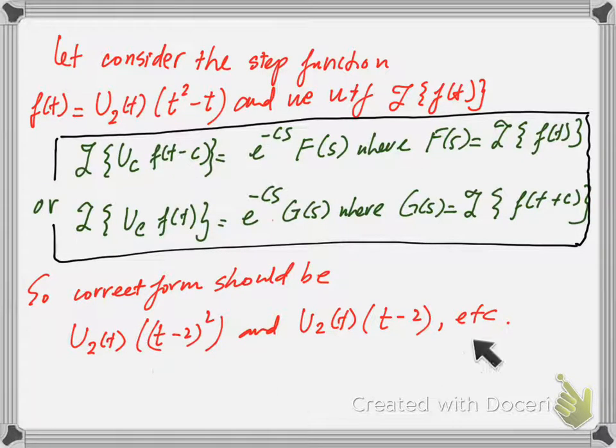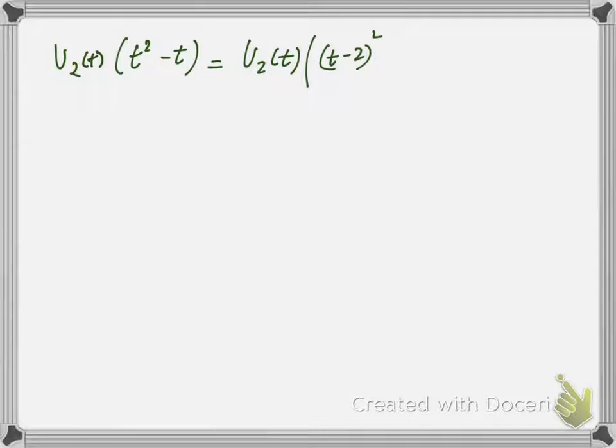So we know that we have to put this in the correct form, where if the function f(t) is t², then f(t − 2) has to be (t − 2)². And if the function f(t) equals t, then f(t − 2) has to be t − 2. Now look at our function. We have t² − t, and we want to put it in the correct form, where we have (t − 2)². So this is the goal.